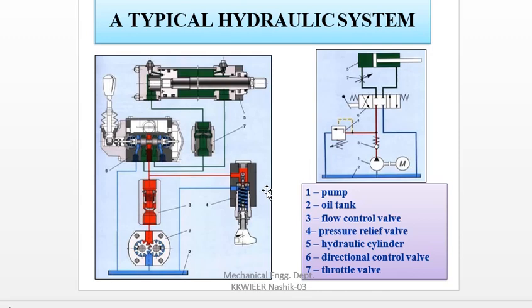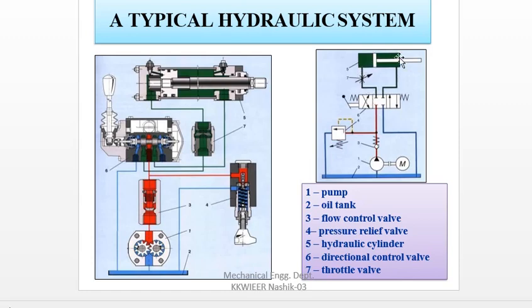Then if you see the typical hydraulic system, you will find again, as I told you, the generation part. Here the somewhat detailed components are shown, then the control part and the transmission element. Again, the reservoir is there, pump is there, electric motor is there. The control part has the pressure relief valve, direction control valve, and flow control valve.